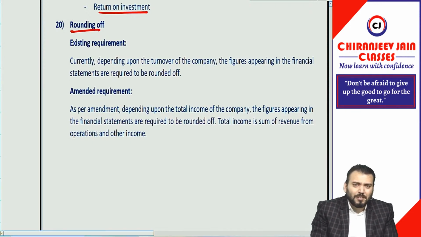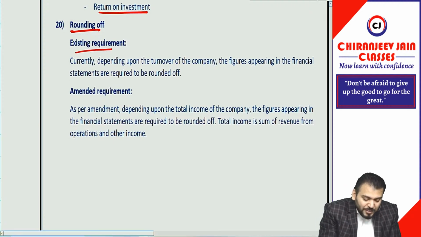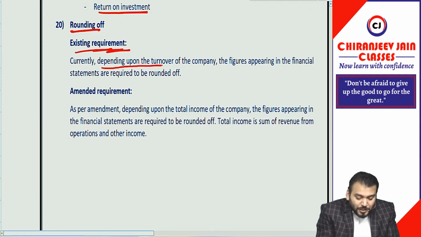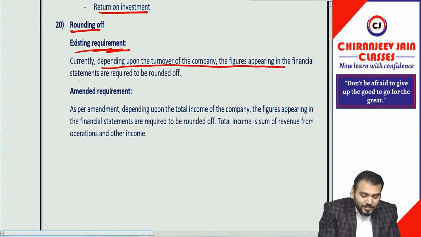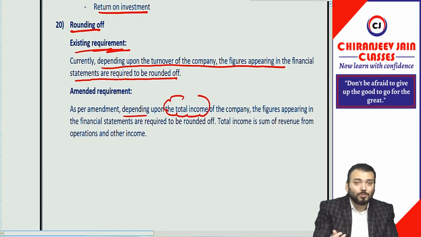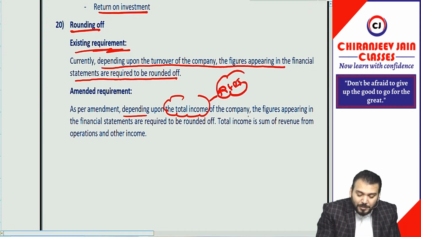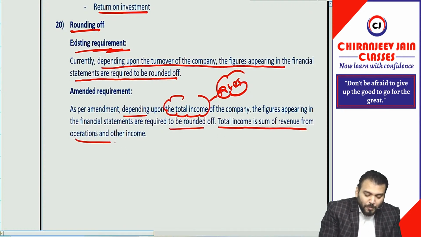Then rounding off. Previously, whatever rounding off we used to do of the amounts in the financial statement was based on turnover. As per the previous requirement, depending upon the turnover of the company, the figures appearing in the financial statement were required to be rounded off. But now turnover is changed to total income. As per the amendment, it depends upon the total income of the company. Total income includes revenue from operations plus other income.